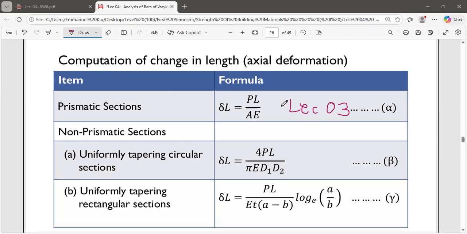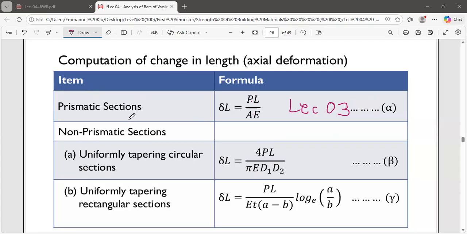So in lecture 3, we learned that to calculate the change in length, we use this formula, that is PL over AE, where P is our force or load, L is the length, A is the area, and E is the elasticity of the material.